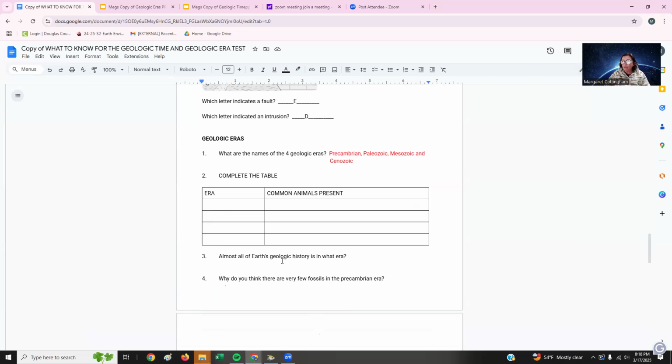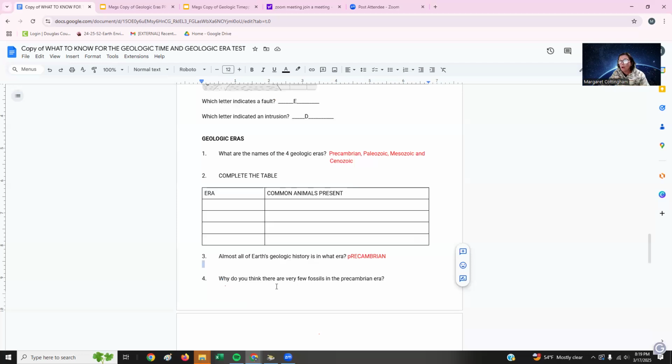Almost all of Earth's geological history is in what era? It is the Cenozoic, okay? I lied. I was thinking human, sorry. Almost all of Earth's geological history is in Precambrian. That is the longest of the different eras. Because if your hand's like this, all this is Precambrian, and the fingertip is Cenozoic, and Paleozoic is right here. So all of this came before just your hand.